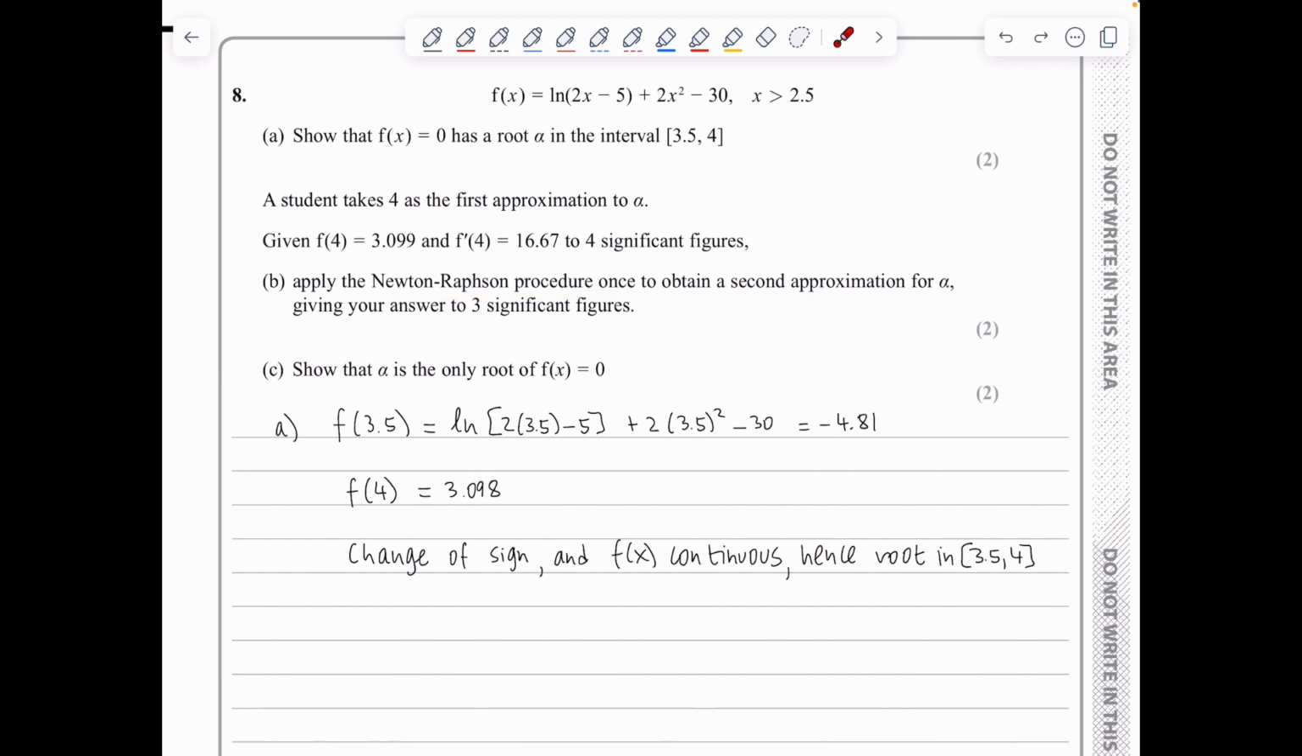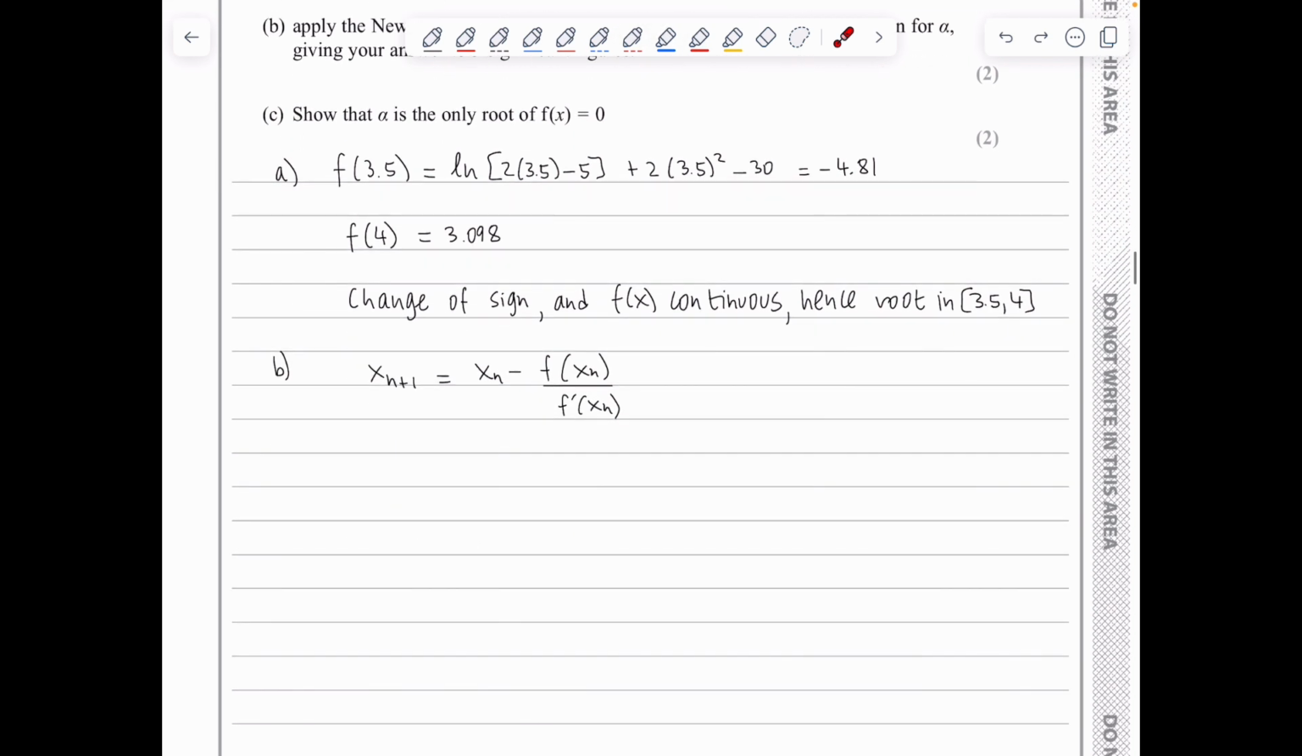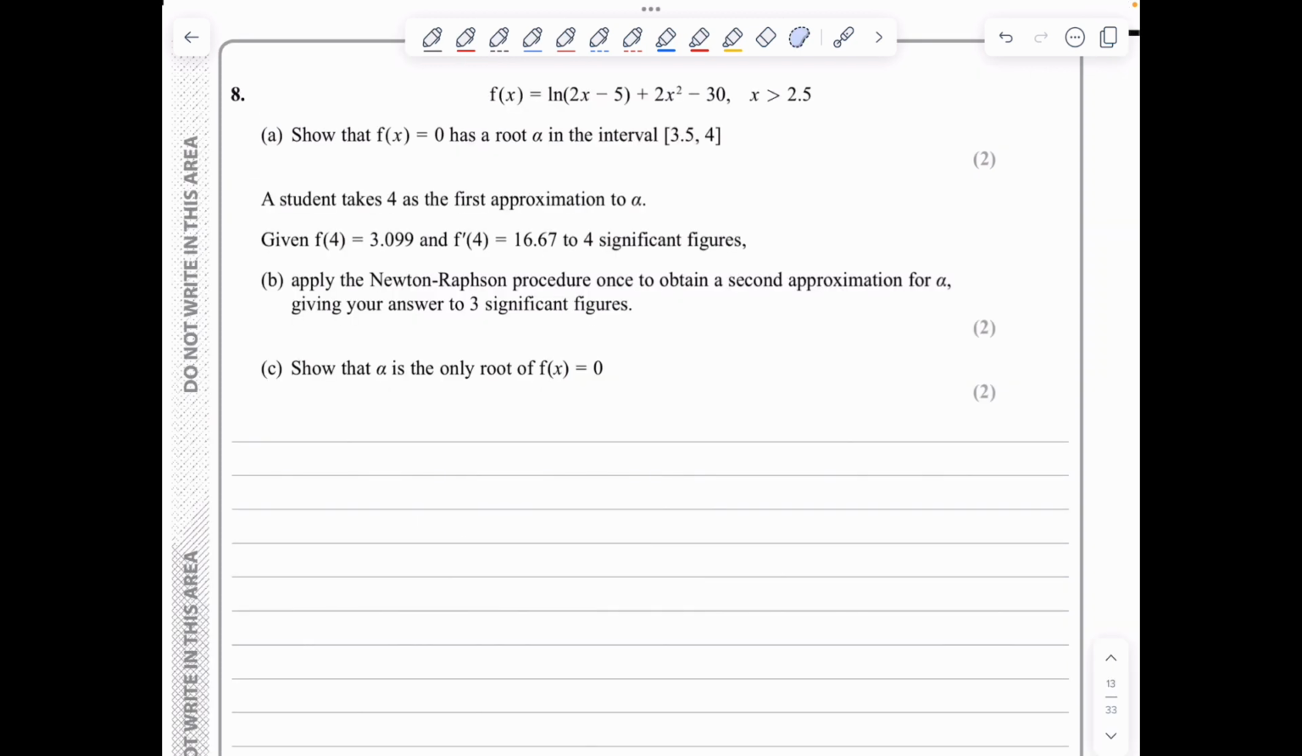Well, in the formula booklet, we've got that the Newton-Raphson process is given by this. We start with the first iteration, x1, being 4, and therefore the second iteration x2 will be 4 minus f of 4, which is 3.099, divided by f dash of 4, which is 16.67, and this gives an answer of 3.81.